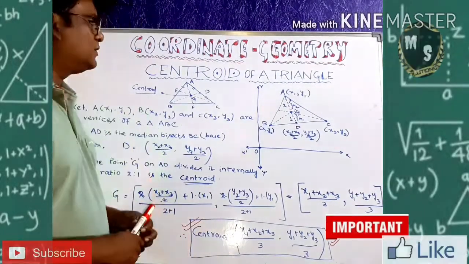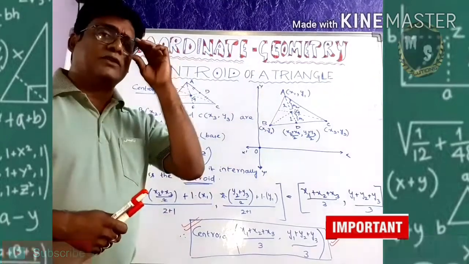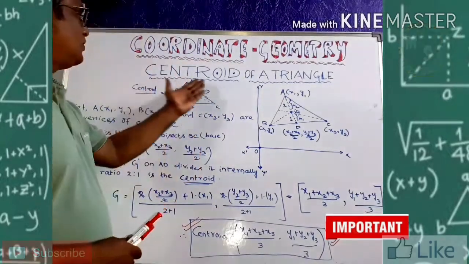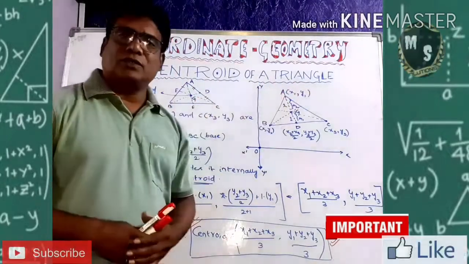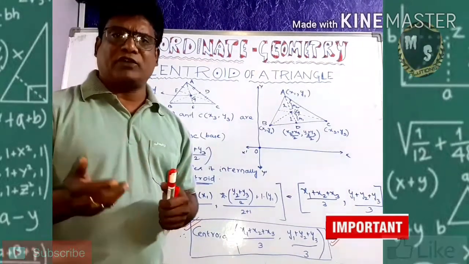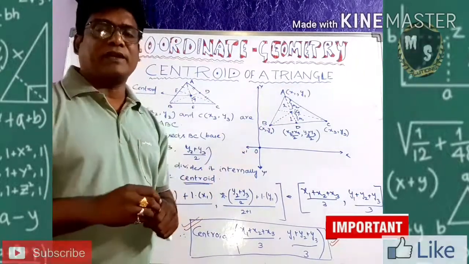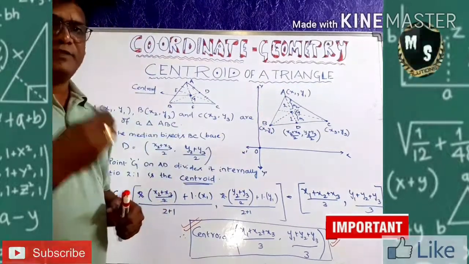The next part is the most important part of coordinate geometry. That is the centroid of a triangle. So now many students will be confused. What is called the centroid of a triangle? Everybody knows a triangle, but what is the centroid of a triangle? I am explaining it now.